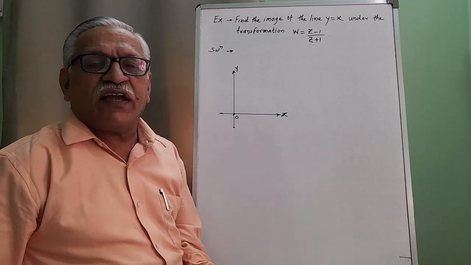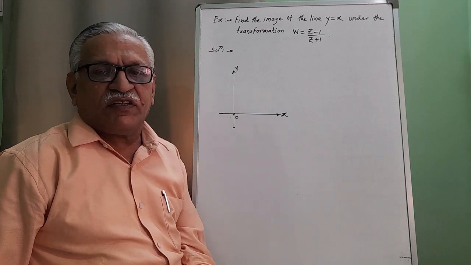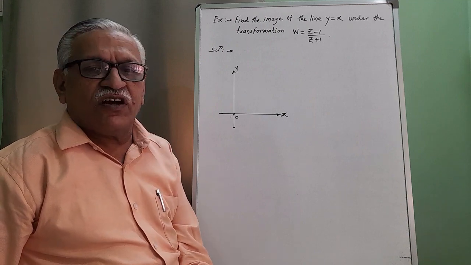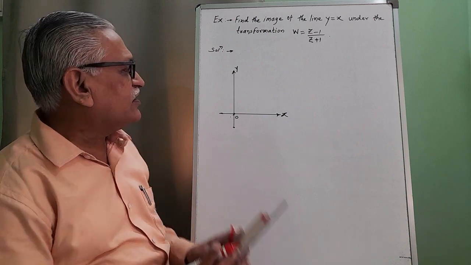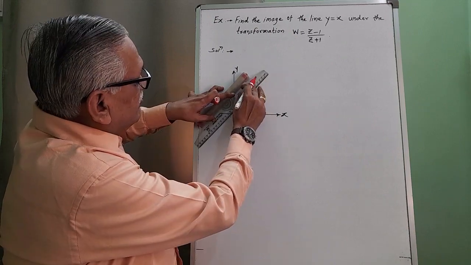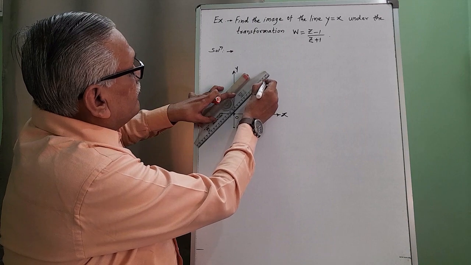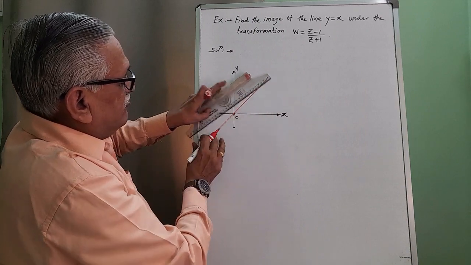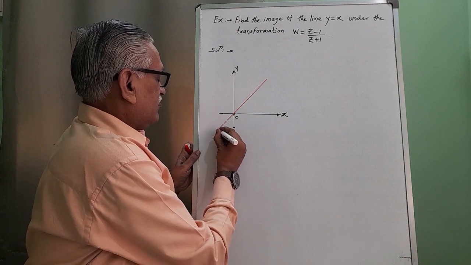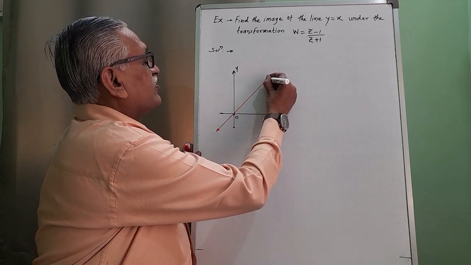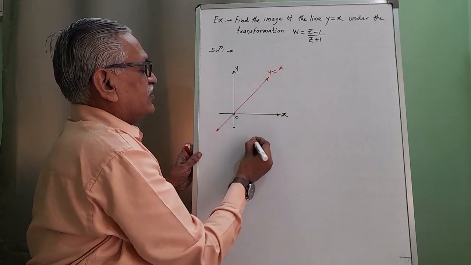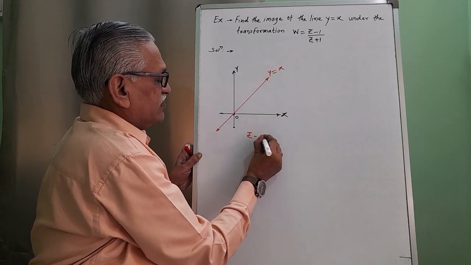We try to draw the line y equal to x. Y equal to x means the slope is 1 and the angle of inclination is 45 degrees, passing through the first and third quadrants. This is the line y equal to x in the z plane.